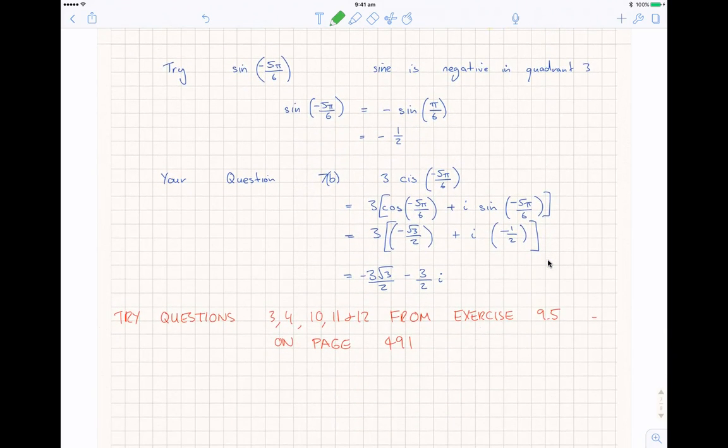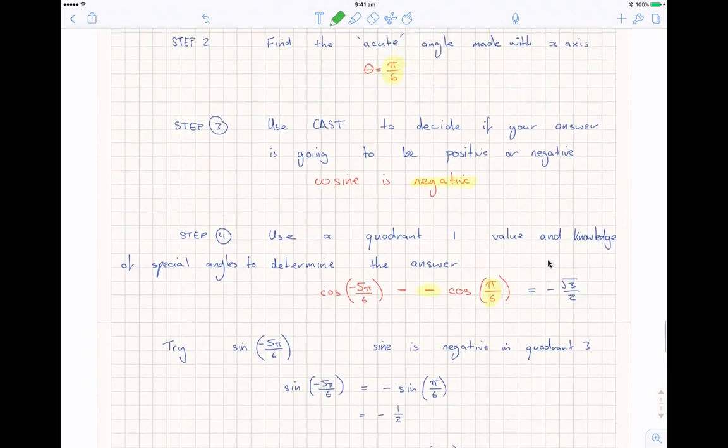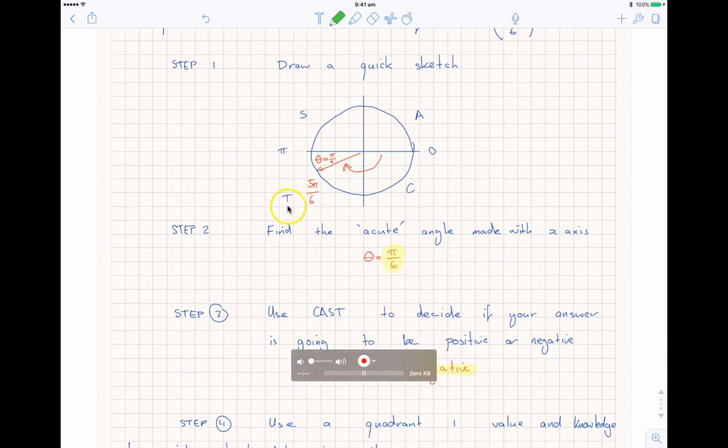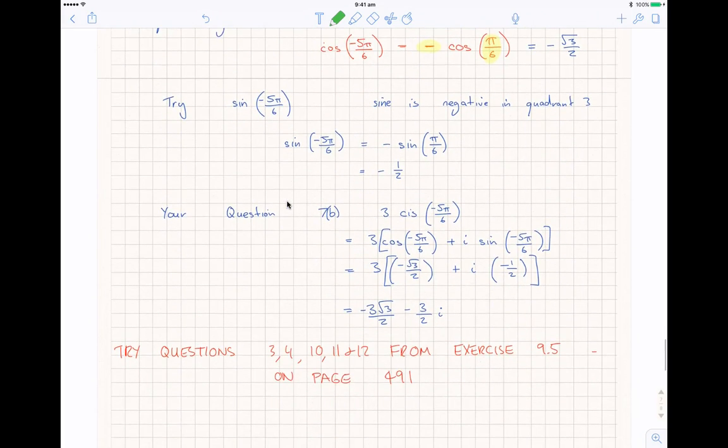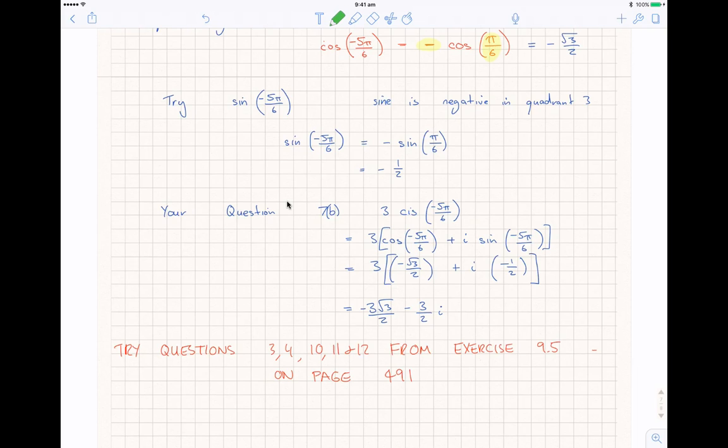So let's try sine of negative 5 pi on 6. Sine is negative in quadrant 3, just the same as cos, because only tan is positive there. So sine is negative in quadrant 3. It's going to be the same acute angle because we're using the same minus 5 pi on 6. So it's going to be equal to negative sine of pi on 6, which equals negative half.